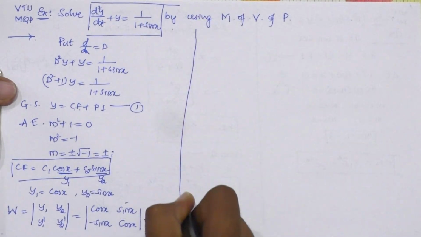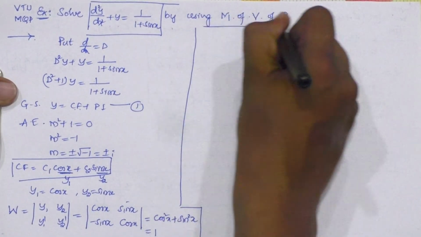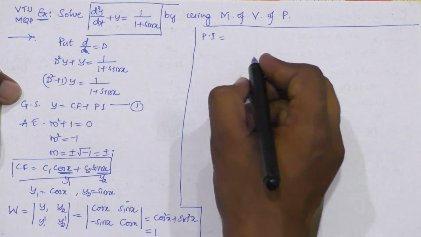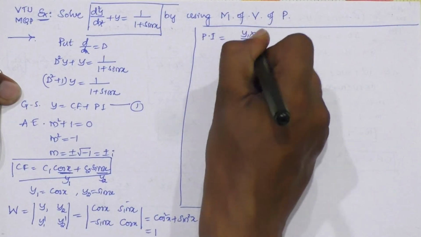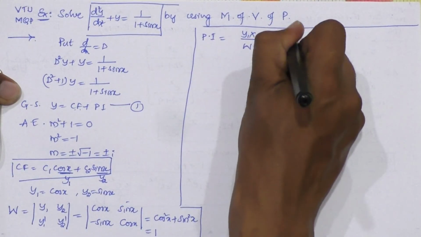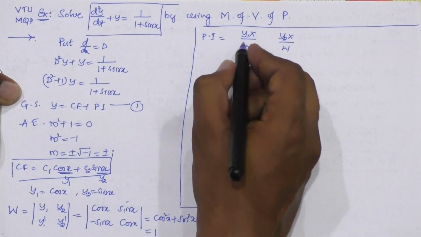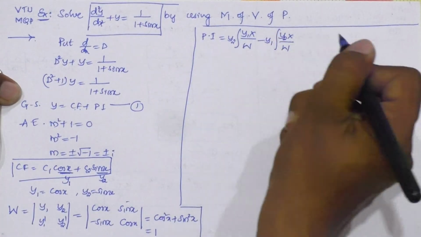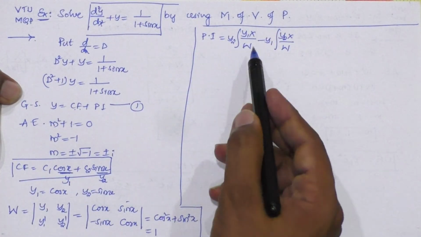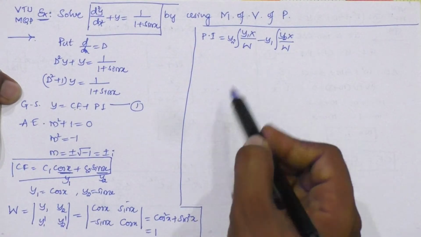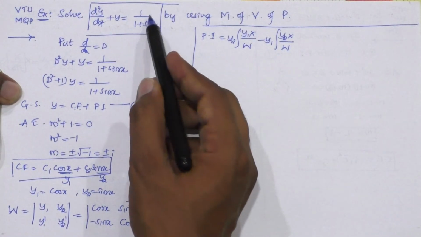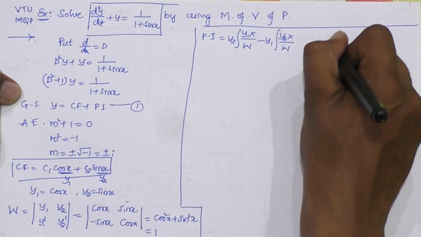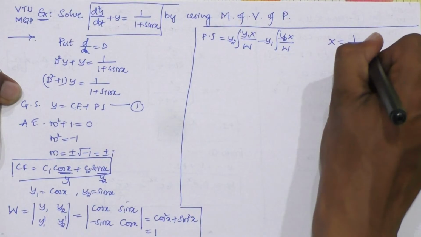Now let us go for finding PI. PI has two terms, y1X/W and y2X/W. The first term is multiplied by y2, and the second term is multiplied by minus y1. We already know y1, y2 and W. Capital X means the x term in the given problem, 1/(1 + sin x). So capital X is 1/(1 + sin x).